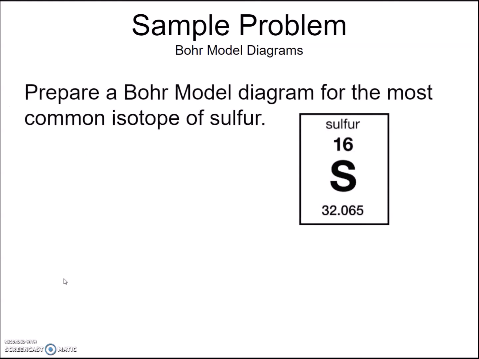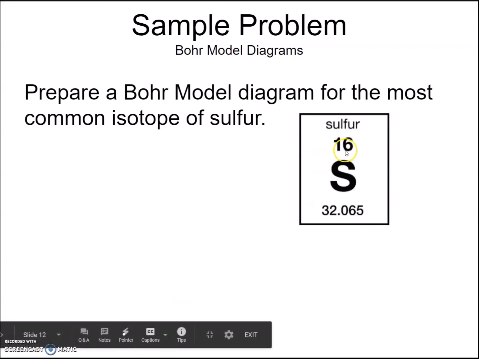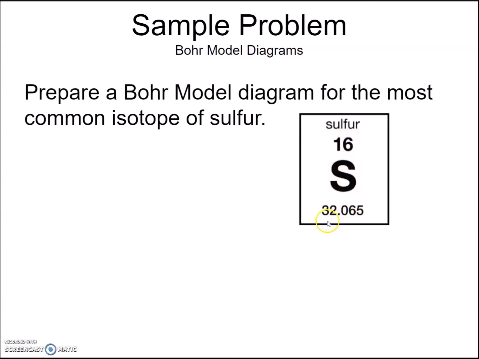We're going to prepare a Bohr model diagram for the most common isotope of sulfur. If we go to the periodic table and look up sulfur, we'll see that it has an atomic number of 16, it has the chemical symbol S, and it has an average atomic mass of 32.065. Note, if we're asked to draw the most common isotope of sulfur, that means we would round that average atomic mass to the nearest whole number in order to get the mass number for the element. If you were curious to find the number of neutrons, you would then subtract the atomic number from the mass number.